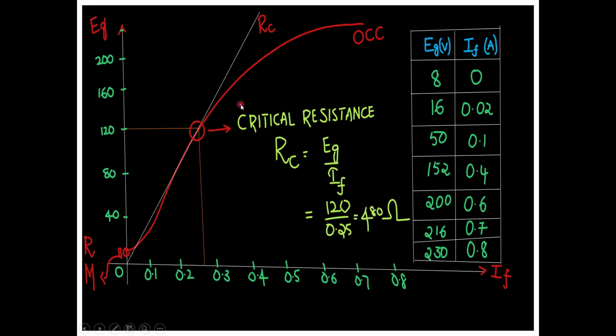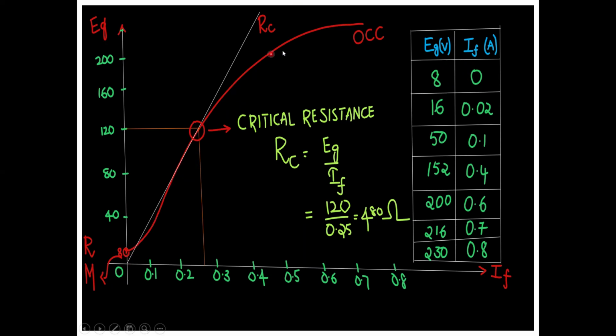In order to find the critical resistance, I just want to have this table with columns here: generated EMF and field current. At a field current of 0, we have some 8 volts. Due to the residual magnetism, we have a small amount of voltage. The graph doesn't start from the origin. It has to start at 8 volts. And we can plot all this curve here.